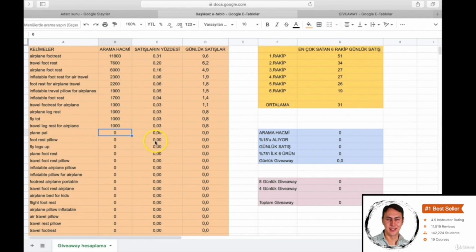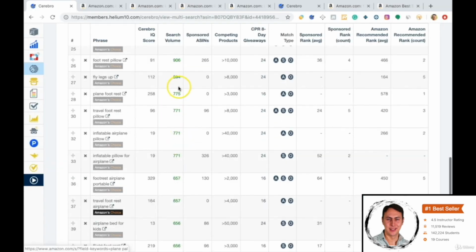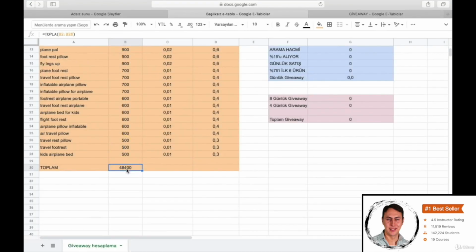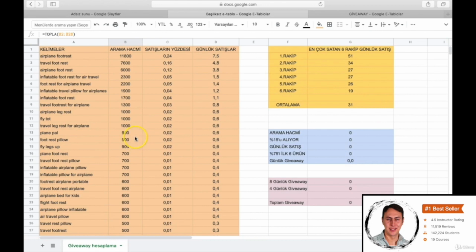When we entered all the search volumes, the total search volume appeared at the bottom. The total search volume is 48,400. Since our table proportioned the search volumes of keywords to the total search volume, we obtained our values. For example, when we compare this 48,400 to the 11,800, which is the search volume of our first keyword, our result is 24%. All of our data table was created in this way.